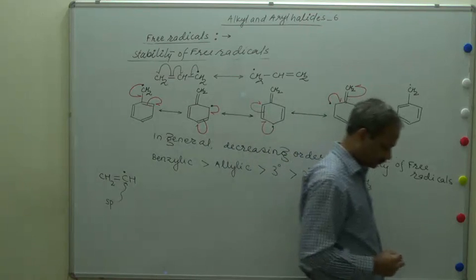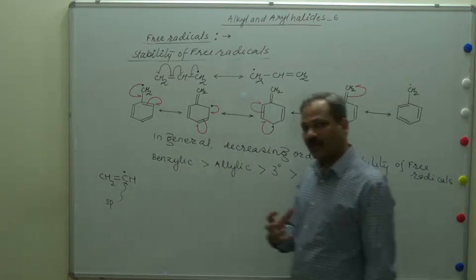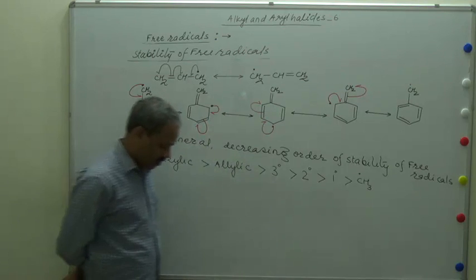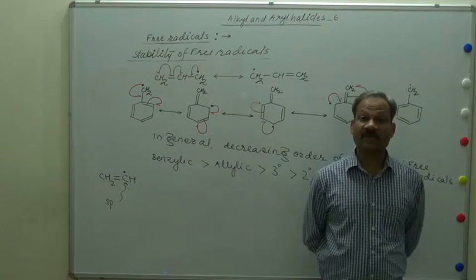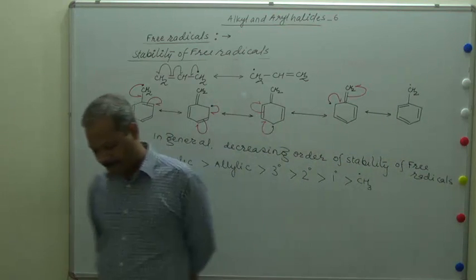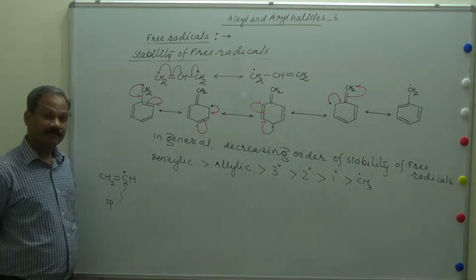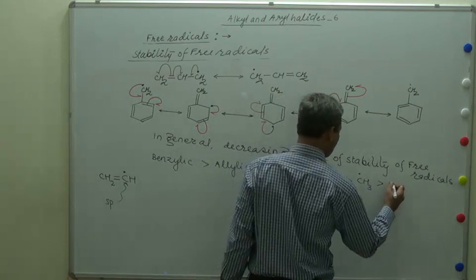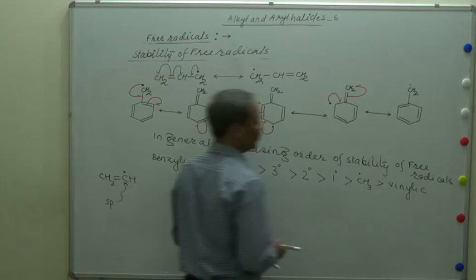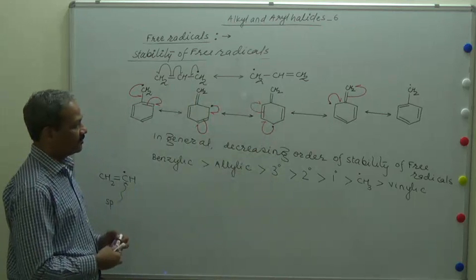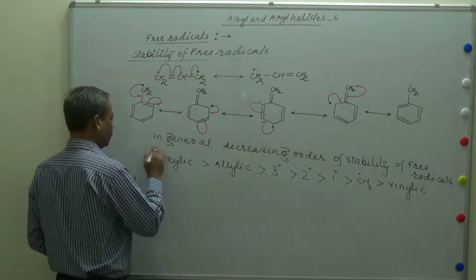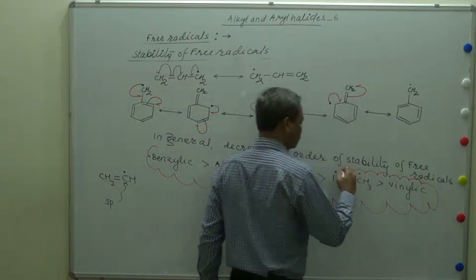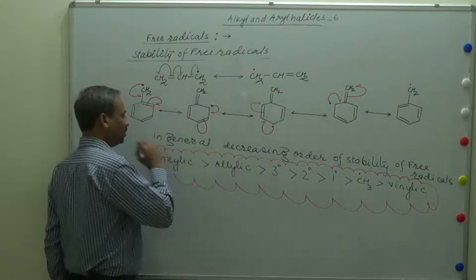Deficiency on a more electronegative atom is a more destabilizing factor. So that's why vinylic free radical is least stable in the order of stability. So this is an important thing. You have to remember the order of stability of various types of free radicals.